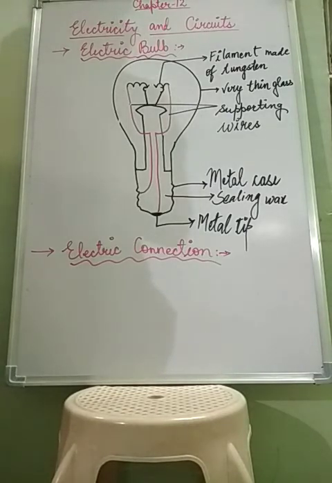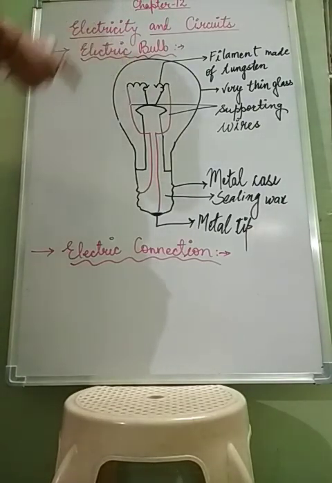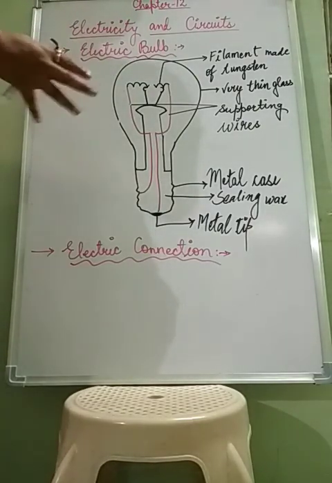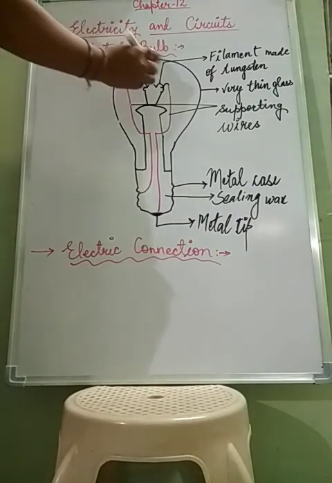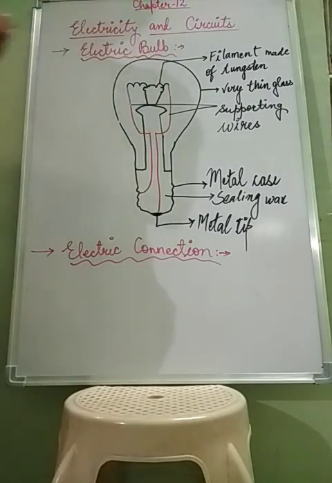Why? Because the path for the current flow is not complete. That is, the bulb has blown a fuse. Now the bulb is considered a fused bulb. Only an intact filament heats up to provide light. Only a fully intact filament will heat up and provide the light. So this is how the electric bulb works.